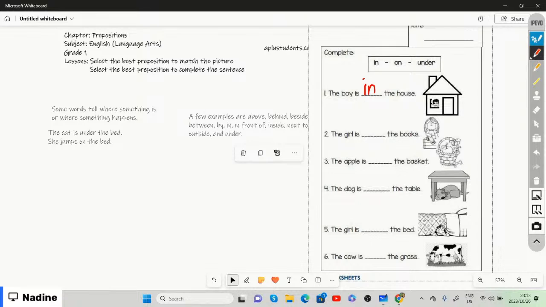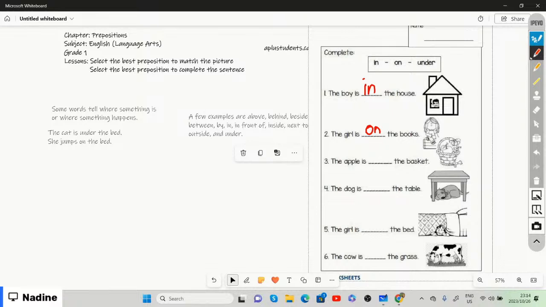The girl is in the book. Is it in, on, or under? All right, so we can say the girl is on the books. The apple is the basket, right? If we look at the basket and where the apple is, yes, well done. It's in the house and on the books.